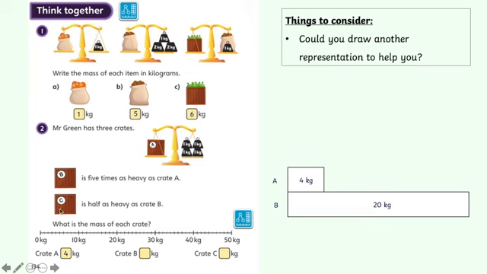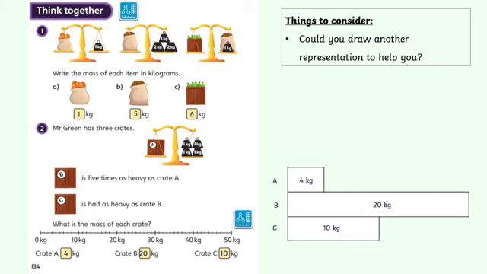And then crate C is half as heavy as crate B. So that makes 10 kilograms because half of 20 is 10. So now we know that crate B is 20 kilograms and crate C is 10 kilograms. So can you see how using a representation helps us to see that really easily? Even though we're not talking about length or size, we can compare the numbers, and the bigger bars show us that the crate weighs more.